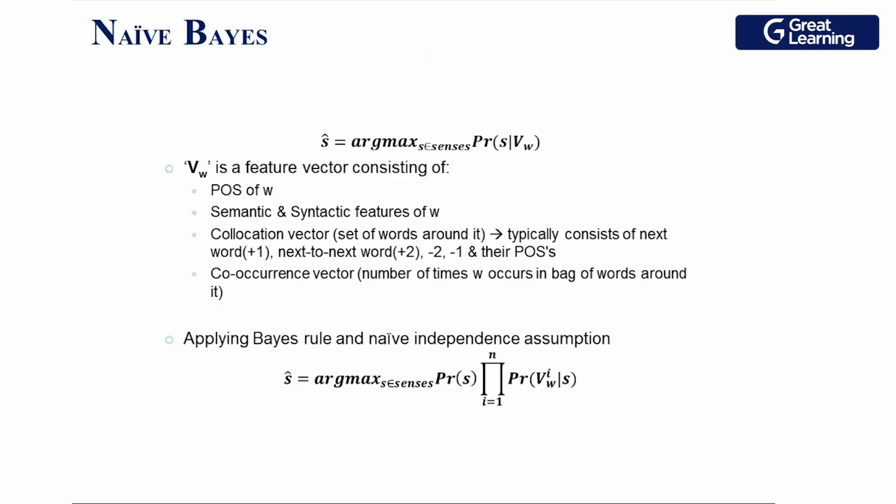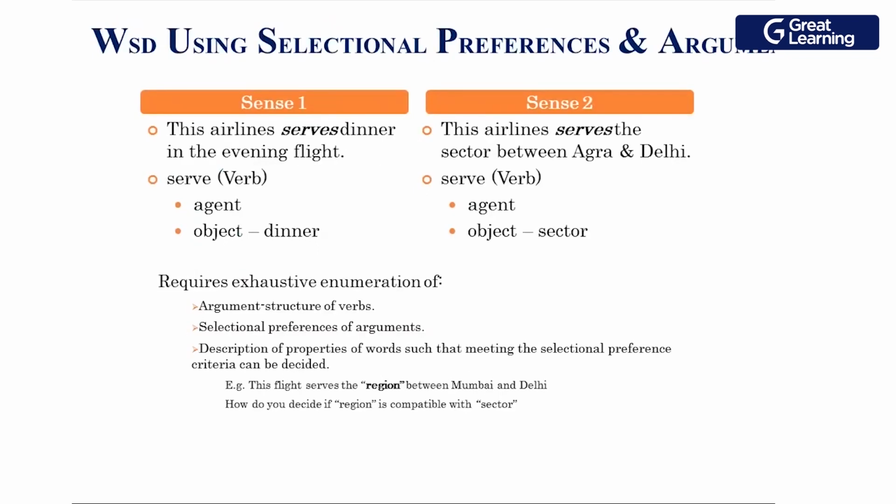So let's skip this one. We will talk about 3 approaches to do this, vaguely based on what we just discussed. For that, let's look at this example. There is one example in which serves is used: This airline serves dinner in the evening flight. And then there is another example: This airline serves the sector between Agra and Delhi. Both of the sentences use serves as the word.